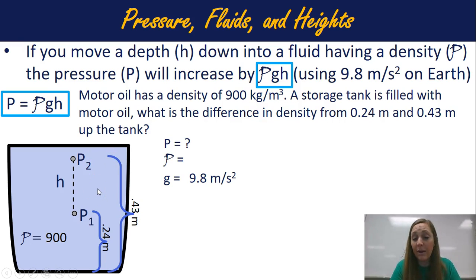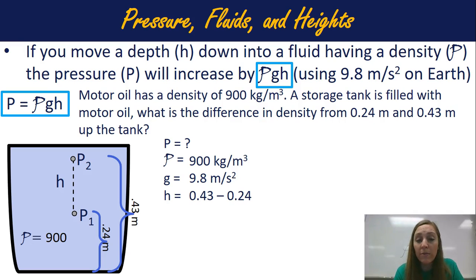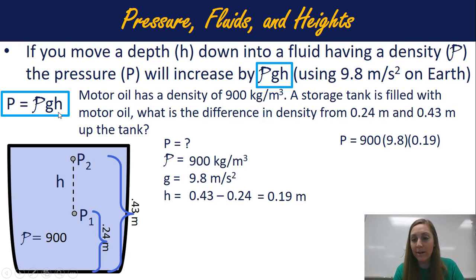So pressure equals, I don't know, density is 900 kilograms, and height equals 0.43 minus 0.24. So that's 0.19 meters. And then I just plug everything into my equation. So I'm looking for pressure. P equals, instead of density, I now put 900. Instead of G, I put 9.8. Instead of H, I put 0.19.